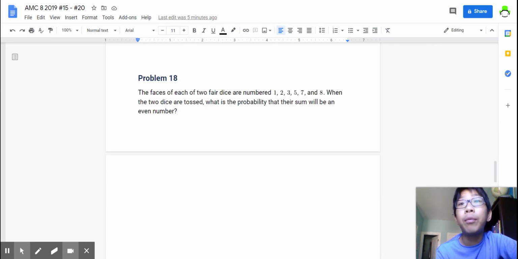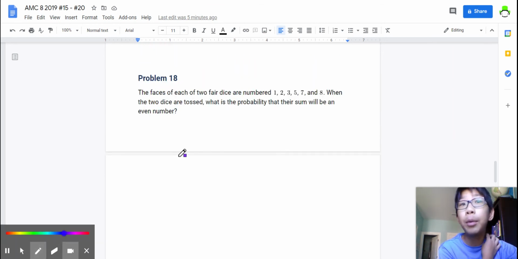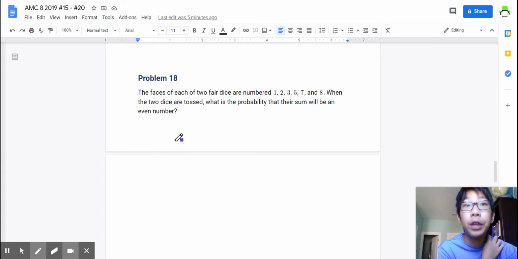Problem 18. Problem 18 says, the faces of each of two fair dice are numbered 1, 2, 3, 5, 7, and 8. When the two dice are tossed, what is the probability that their sum will be an even number? Again, this looks tricky, but a very simple way to do this is actually just to make a chart.